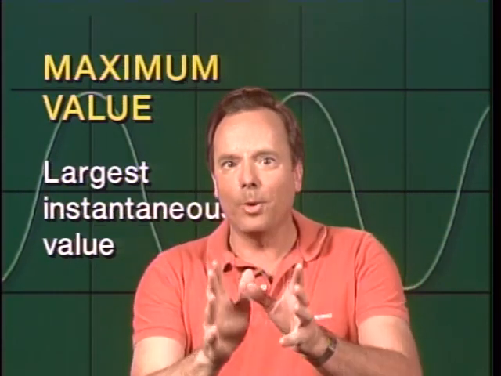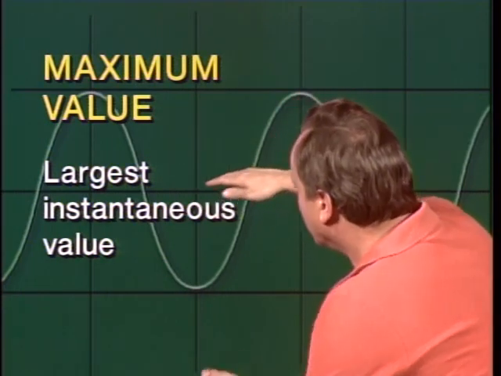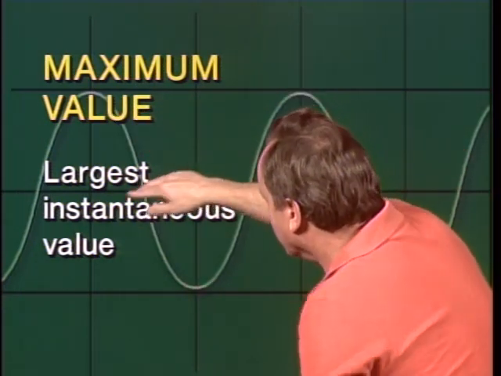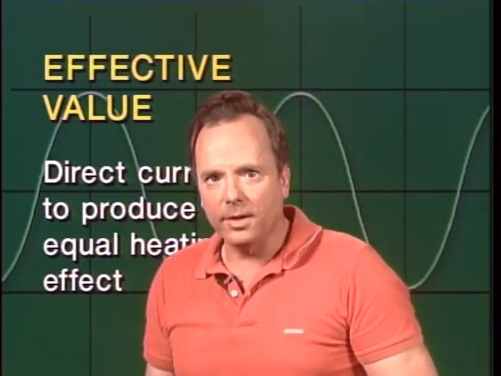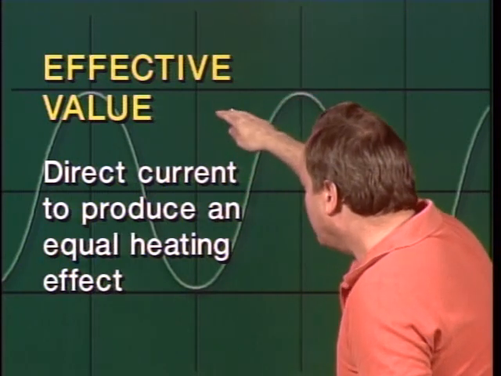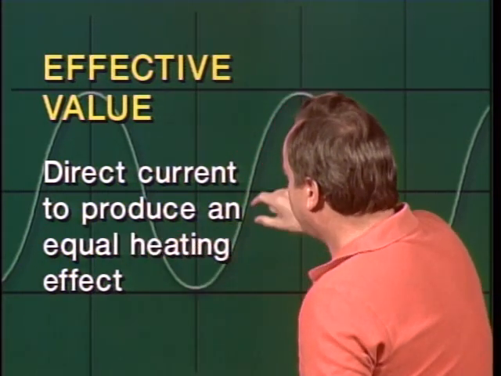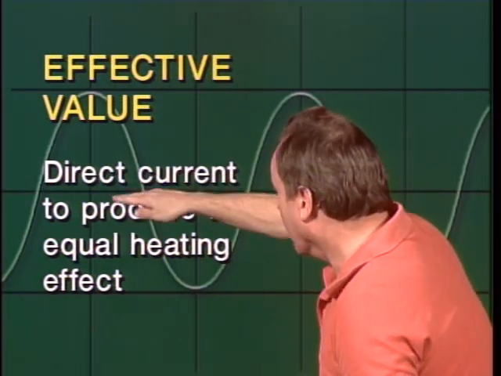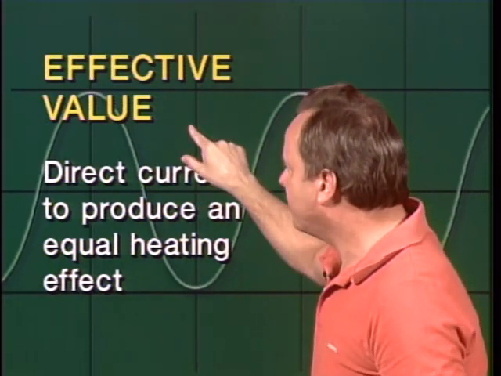The next thing we want to see in writing is the maximum value. The maximum value is the largest instantaneous value. It's the peaks here. Finally, what's really important is the effective value. The effective value is the direct current that produces an equal heating effect. In other words, if you're trying to heat up the circuit, how much direct current would you need to produce the same heating as this particular alternating current? That's the effective value.